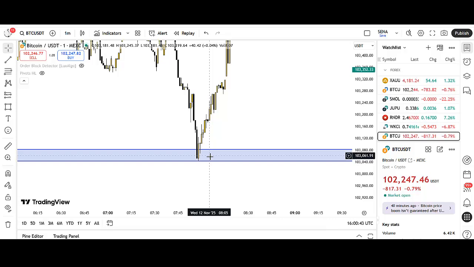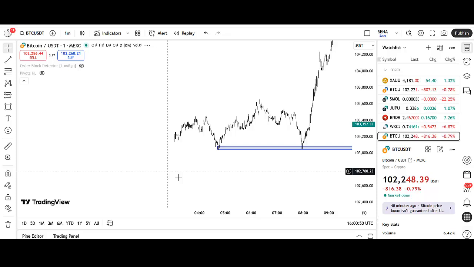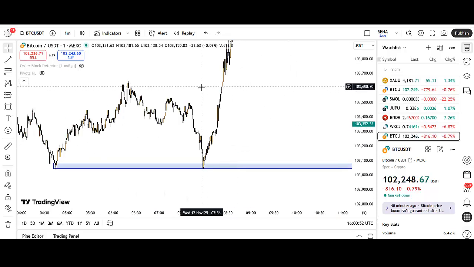So that's what I was waiting for. I knew price was going to react here on the 1 minute time frame. I knew this was the point. And listen, if I took the trade here, the stop loss was going to be here.